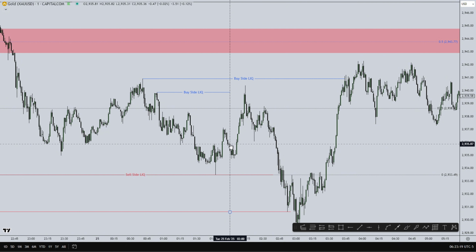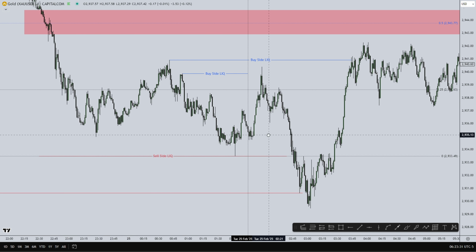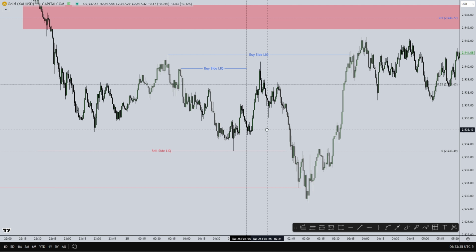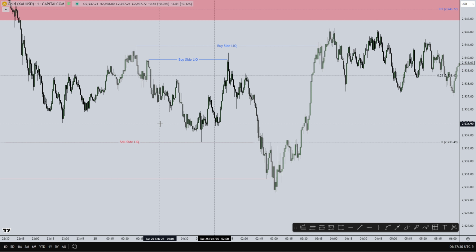As I mentioned earlier, I was expecting higher prices, but before that, we have to take a sell side liquidity first, and this is where some traders place their stop limits or their stop losses. However, notice what happened. Price started trading into the higher prices instead of taking the sell side liquidity. I wasn't expecting that at first.